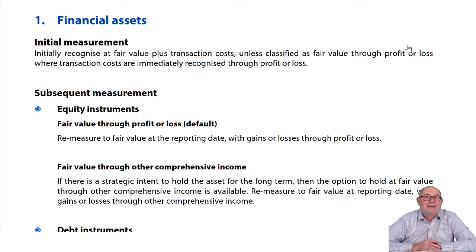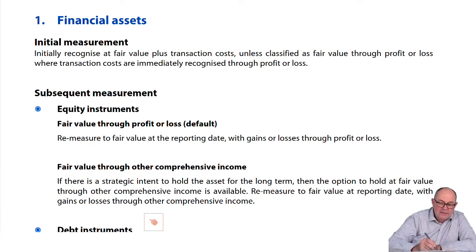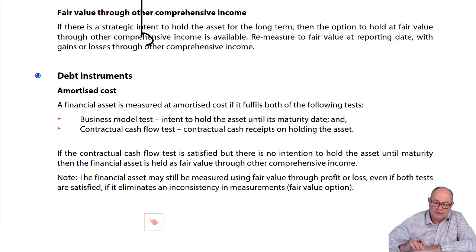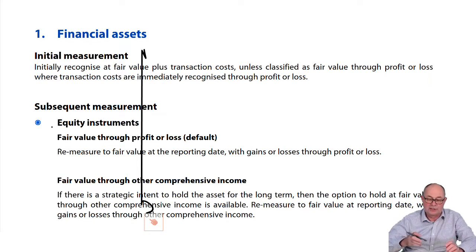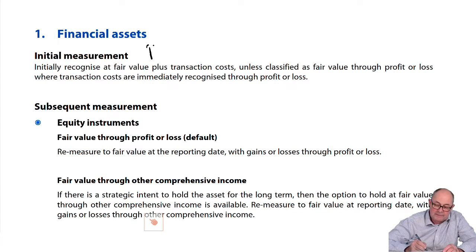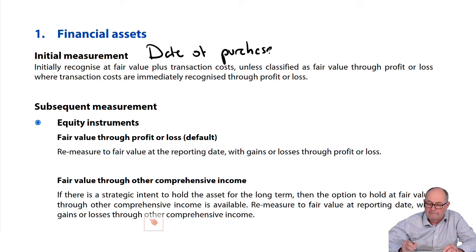We're going to talk now about financial assets. What happens when you first buy them, and then later what happens at the first balance sheet date. So when in your notes it says initial measurement, that's what happens on the date of purchase, the day when we first buy that financial asset. Subsequent measurement is at the end of the year, for example at the SOFP or the balance sheet date.